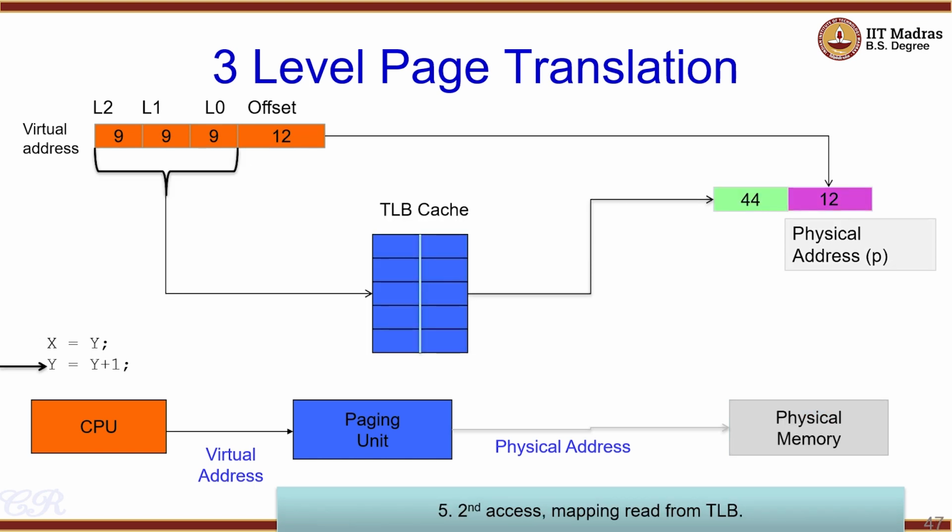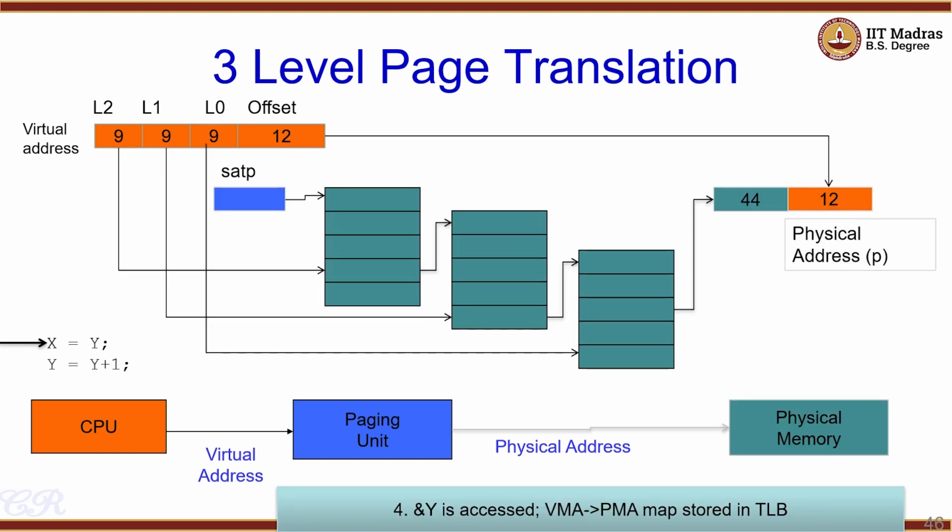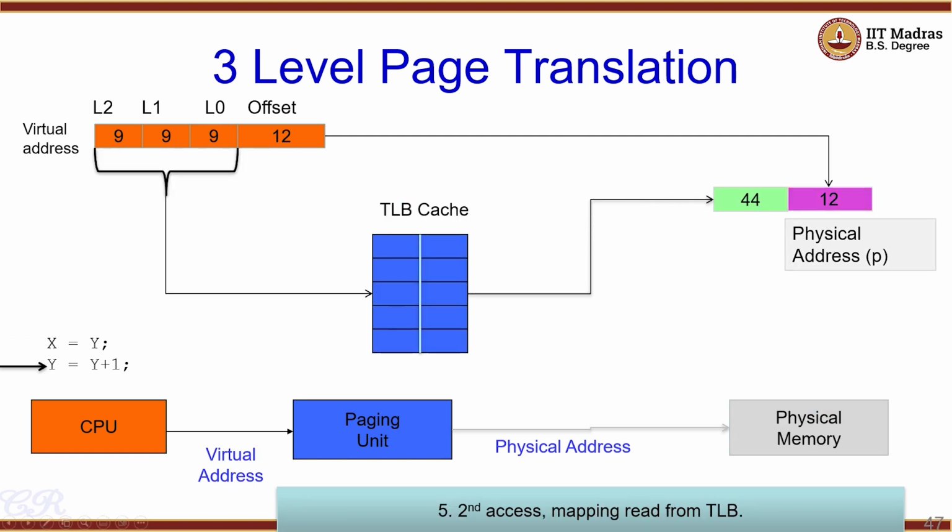So what is done in practice is that the lookups into these multiple level page tables are cached in what is called the TLB. TLB is a translation lookaside buffer. So it's a cache memory, and would be present in the paging unit, right. What this caches is the mapping from the top 27 bits of the virtual address to the corresponding 44 bits of the page frame number corresponding to the physical address, right.